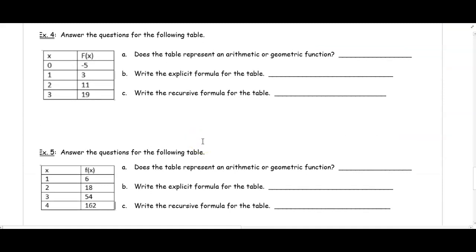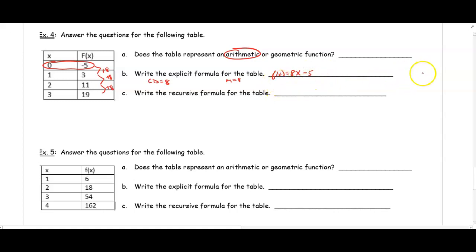Okay. So right away here, we're going to go through these pretty quickly. What am I doing each time? I notice I'm going up 8, so right away I know this is arithmetic. So my common difference, or my slope, is 8. And I'm going to take this ordered pair. I notice they are giving me the y-intercept because x is 0. So f of x equals 8x minus 5.